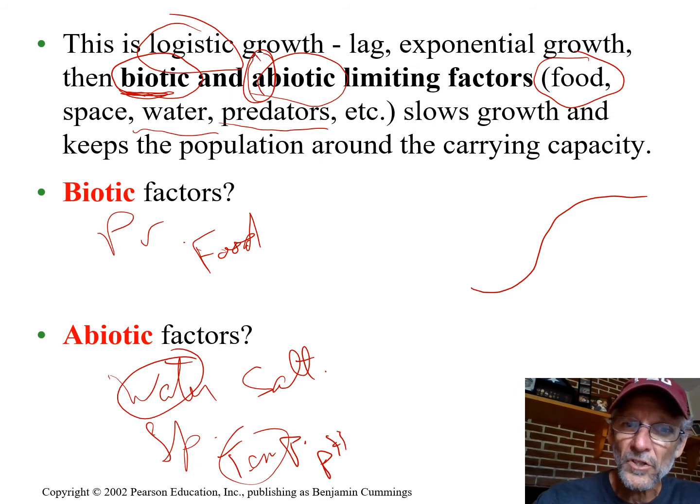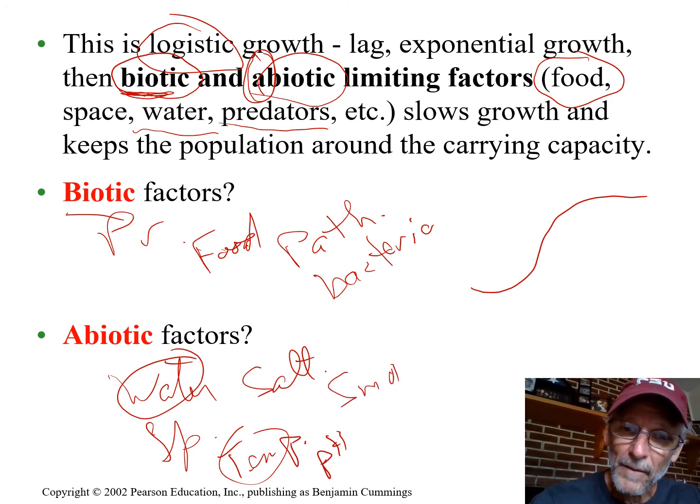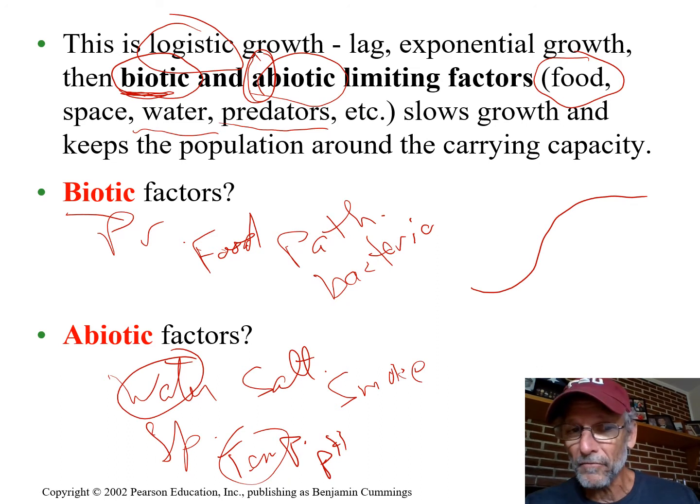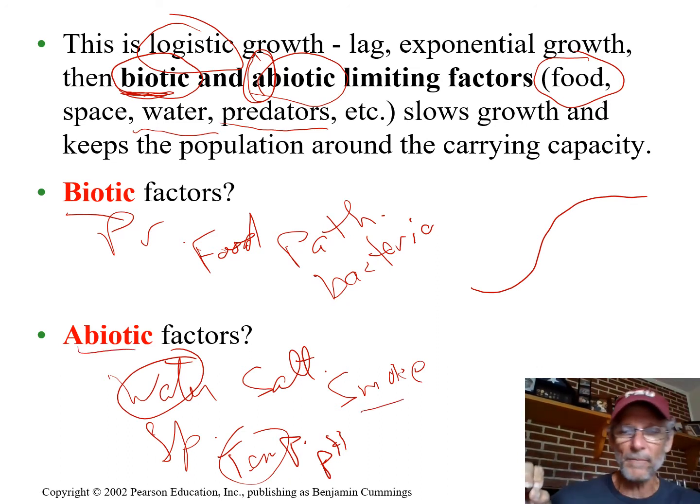Disease causers. That can definitely limit your population, right? What kind of things can cause disease? Those kind of things we call pathogens, right? Well, pathogens can be bacteria cells. They are living things, therefore they would be biotic. But what else can cause disease? Smoking, right? The chemicals in smoke, all kinds of different chemicals, can cause diseases. That would be in an abiotic category.